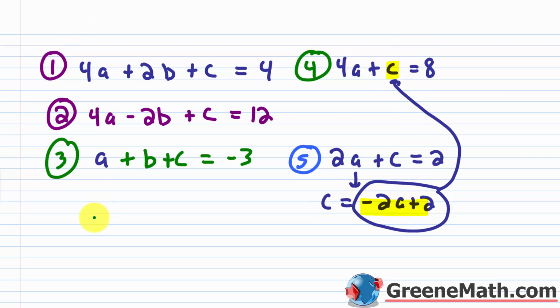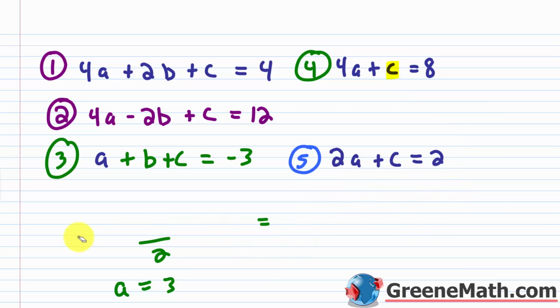So what we're going to have is that 4a plus, we'll plug this in for c, so negative 2a plus 2, and this is equal to 8. Okay, so I can just drop these parentheses. They don't really do anything here. So 4a minus 2a is just going to be 2a. And if I subtract 2 away from each side, this would go away and this would be 6. Divide both sides by 2, and I'm going to find that a is equal to 3. Okay, so a is 3.